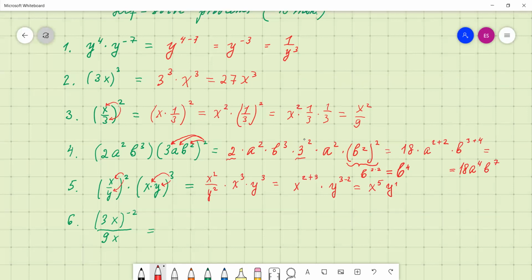And the last problem, problem 6. Probably a little bit more complicated. In problem 6, we are going to distribute first power of -2.